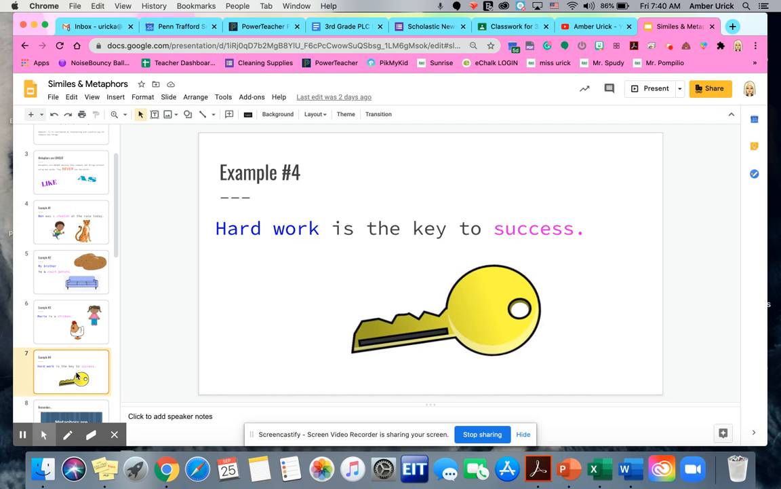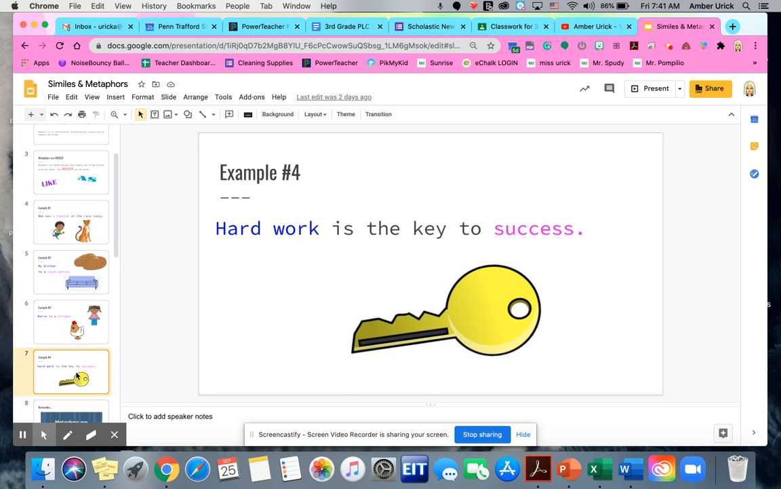Talk to your teacher about it. Okay, come on back. Hard work is the key to success. What did you guys say? If you said hard work basically like means everything, right?